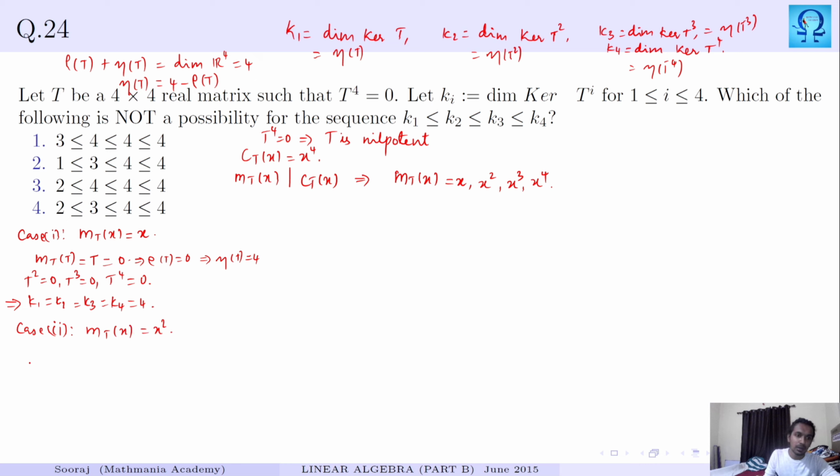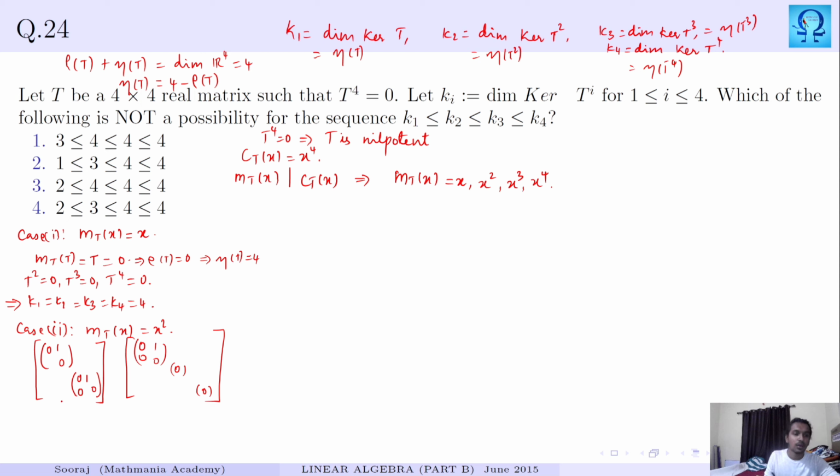When the minimal polynomial is x squared, when you write your matrix in Jordan canonical form, you will have a 2 by 2 block for the eigenvalues. We know that for nilpotent matrices, the eigenvalues are only 0. Okay, this is one thing. The rest can also be a 2 by 2 block, or we may have two single blocks. This is also possible.